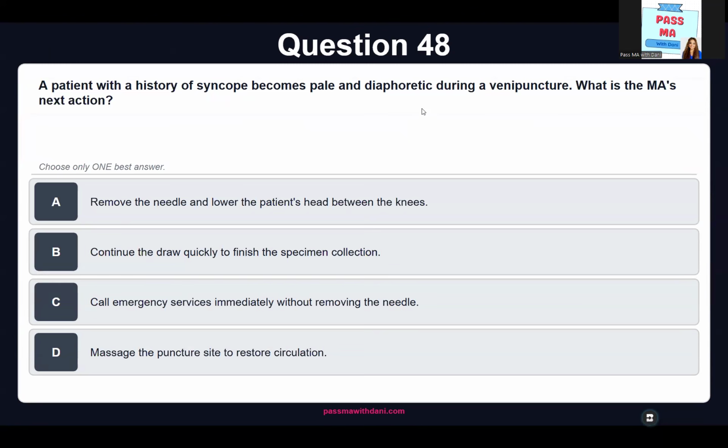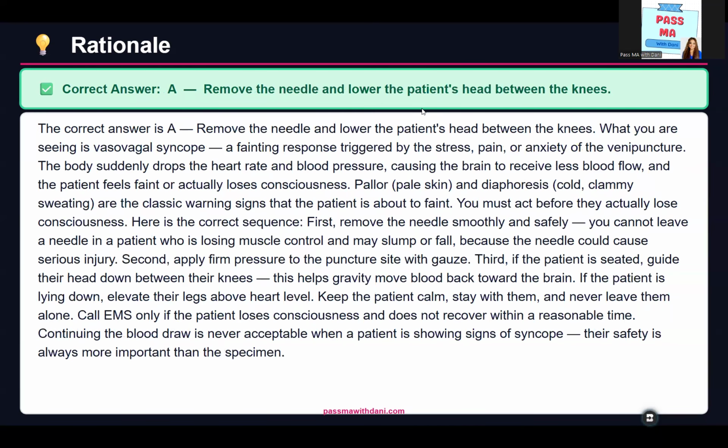For question 48, if you said A, to remove the needle and lower the patient's head between the knees, what you are seeing is basically vasovagal syncope. This is a fainting response that is triggered by pain, stress, or even anxiety from venipuncture. The body suddenly drops the heart rate and the blood pressure, and this causes the brain to receive less blood flow, and the patient starts to feel faint or actually does faint.